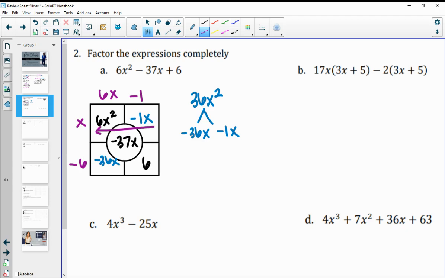So then these purple are your factors. So we'll just put parentheses around those. So 6x minus 1 from the top and x minus 6 from the side. So here's our factored version.